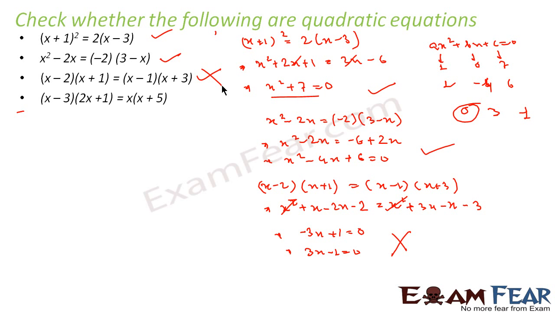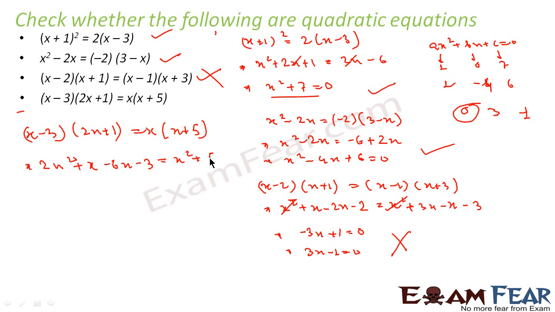Let's take one more example. (x minus 3) into (2x plus 1) is equal to x into (x plus 5). So let's solve this. This becomes 2x square, x into 2x is 2x square, plus x into 1 is x, minus 3 into 2x is minus 6x, minus 3 into 1 is minus 3, is equal to x square plus 5x. 2x square minus x square is x square, x minus 6x minus 5x is minus 10x, minus 3 is equal to 0.